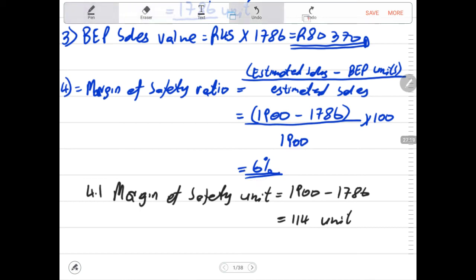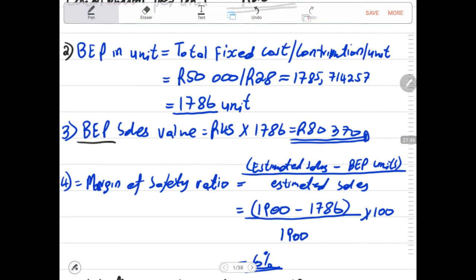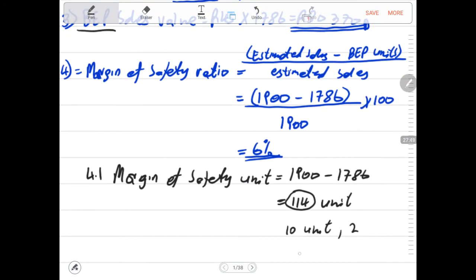There is the 6%. Now, that means if, let us say, our sales decrease by 10 units, we are still very safe. 20 units, very safe. 30 units, very safe. 100 units, still very safe. We are still not making loss. When our sales decrease by 114 units, we are now sitting at the break-even point. The minute our sales decrease by 115 units, therefore now we are starting to make a loss.